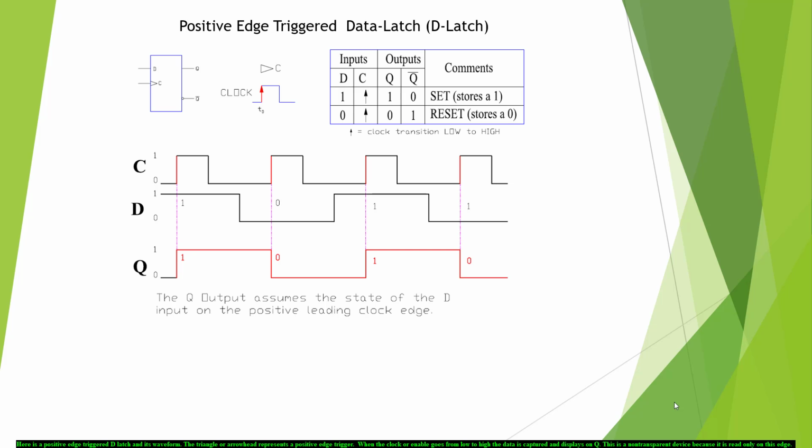Here is a positive edge triggered D-latch and its waveform. The triangle arrowhead represents a positive edge trigger. When the clock or enable goes from low to high, the data is captured and displays on Q. This is a non-transparent device because it is read only on the edge.